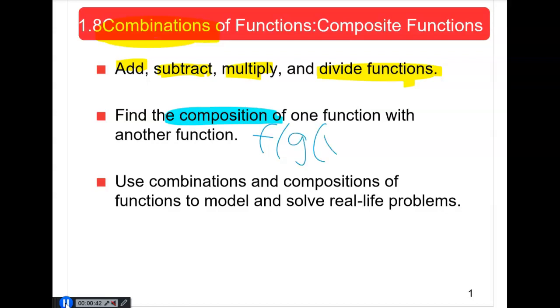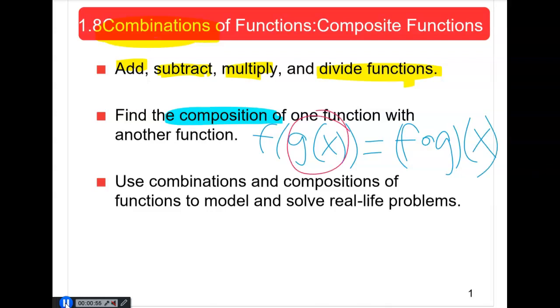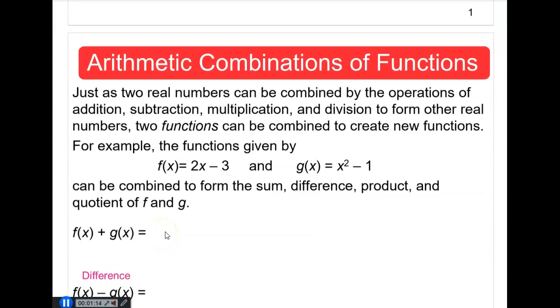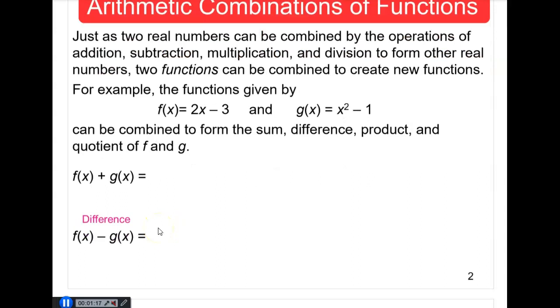So something like f of g of x, or we may use the notation f of g of x. So in this case, the function g is inside function f, but we will go through some examples. We'll also use combinations and compositions of functions to solve some real life problems. We could also refer to those combinations as the arithmetic combinations of functions.